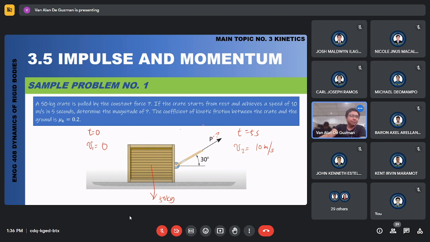The coefficient of kinetic friction between the crate and the ground is mu sub k equal to 0.2. So meaning to say, hindi po tayo along a smooth surface. Meron po tayong non-frictionless surface dito, whereas binigyan po tayo ng ating value, yung ating mu sub k, coefficient of kinetic friction, 0.2. So meron po tayo dito frictional force.